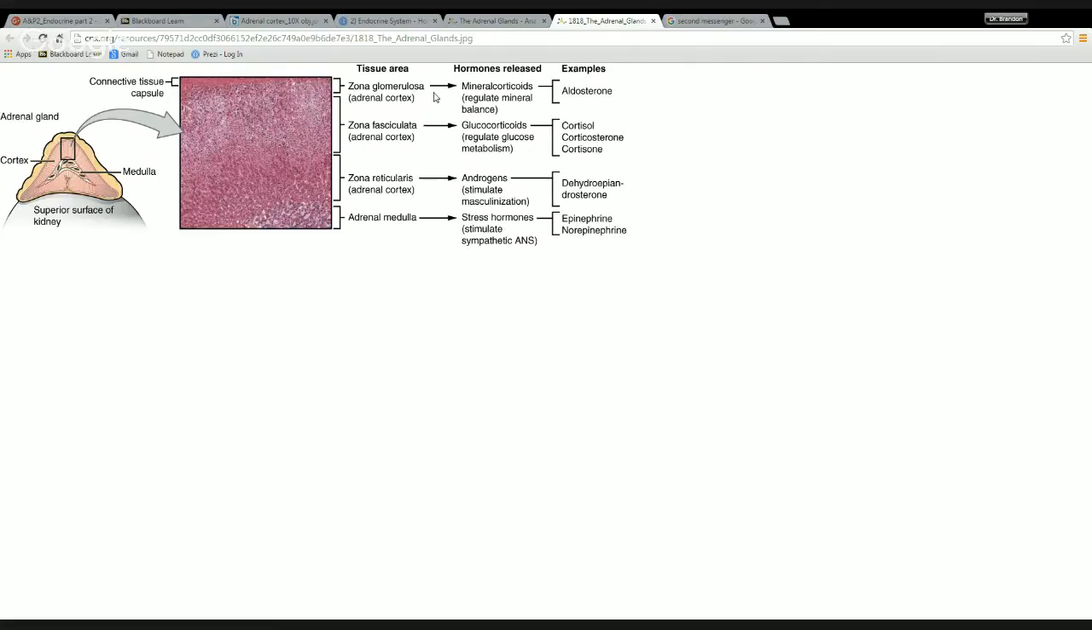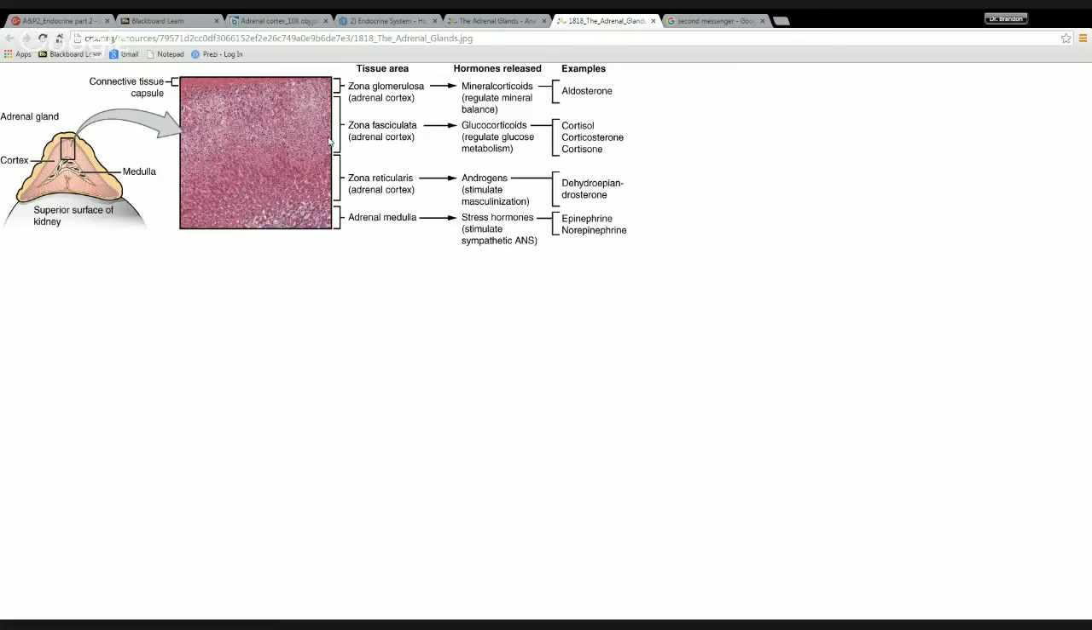Okay. The zona glomerulosa releases what are called mineralocorticoids. Most times when I see this word, there's an A between the L and the C, so it's mineralocorticoids. But the spelling's not that important. Okay. The mineral part of the word refers to the fact that they regulate mineral balance. Okay. Corticoid means that it's a steroid hormone from the adrenal cortex. And an example of that is aldosterone, which is responsible for regulating sodium levels, sodium being a mineral.